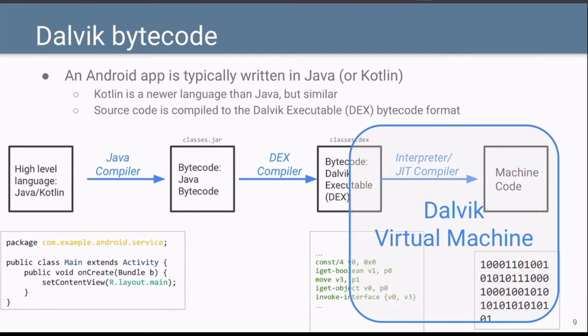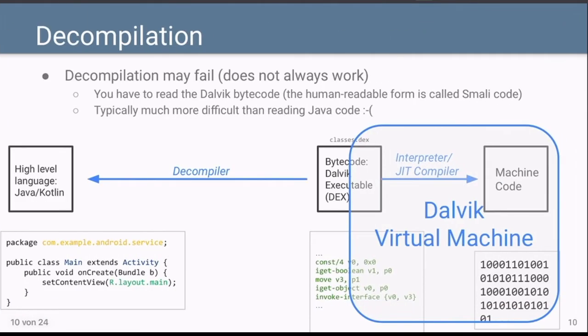Now, on the smartphone, so on the Dalvik machine, basically, there's a Dalvik virtual machine which interprets or just-in-time compiles the Dalvik executable to machine code. Now we have a similar structure as with the Java world, except that we have the dex compiler in addition.